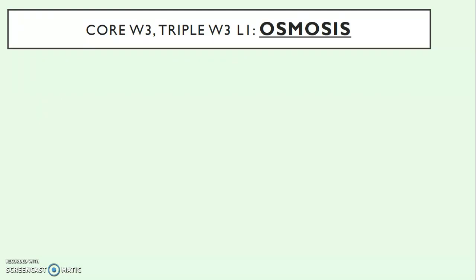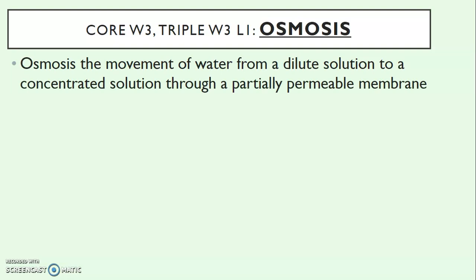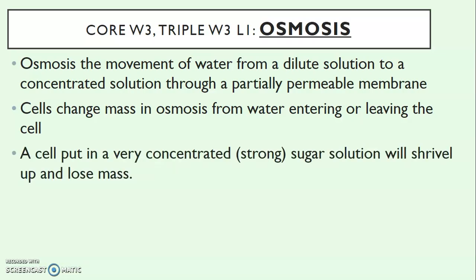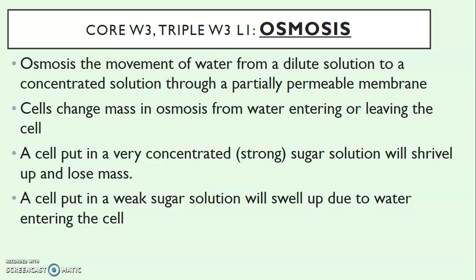Okay, so what we're looking at today is osmosis. On core, this is your only lesson for the week. If you're on triple, this is your first of 2 lessons. And what we need to be able to do is define osmosis. So osmosis is the movement of water from a dilute solution to a concentrated solution through a partially permeable membrane. You need to be able to talk about how cells can change mass in osmosis, and that is from water entering or leaving the cell. You need to say what will happen to a cell put in a concentrated or strong sugar solution, and that will shrivel up and lose mass. And then you need to be able to do the reverse, so a cell put in a weak sugar solution will swell up due to water entering the cell.